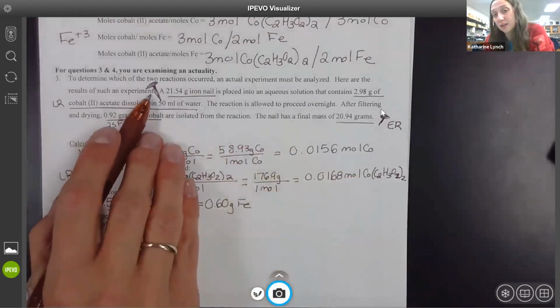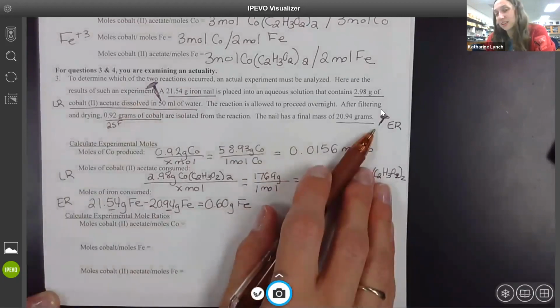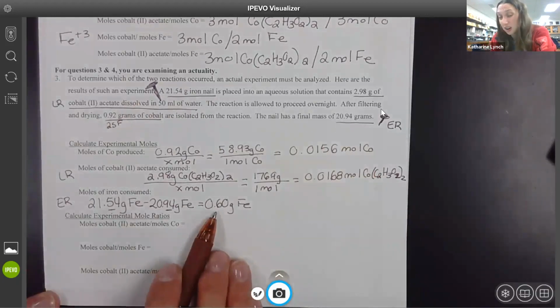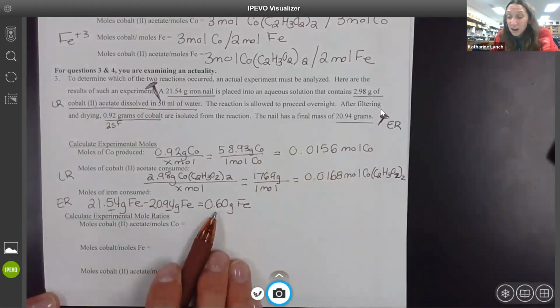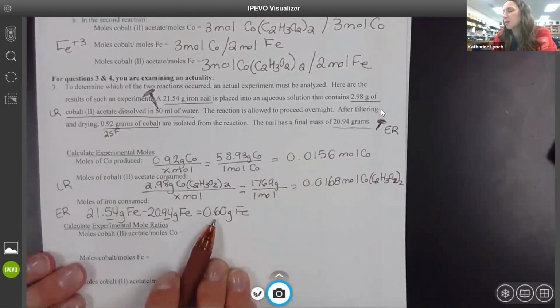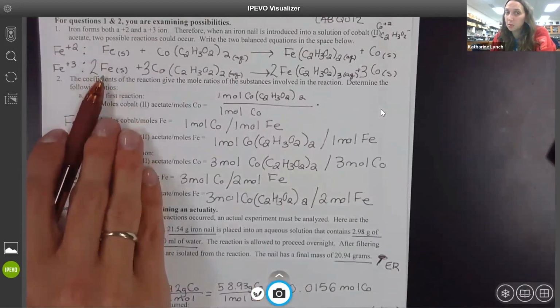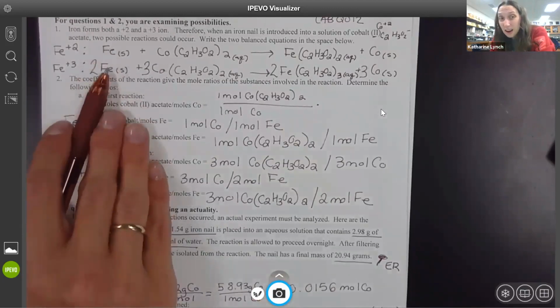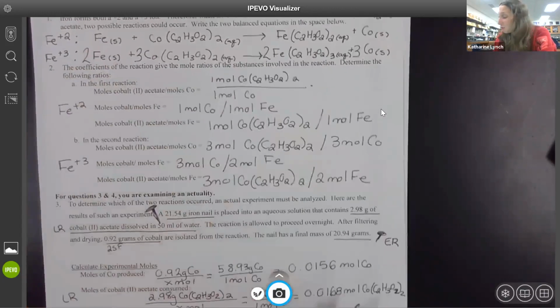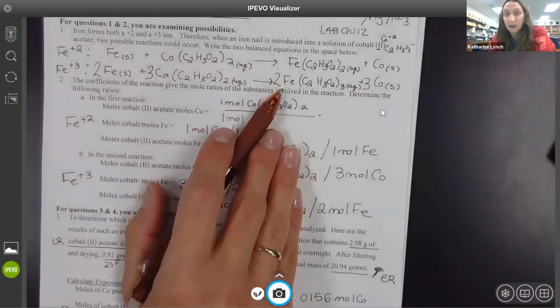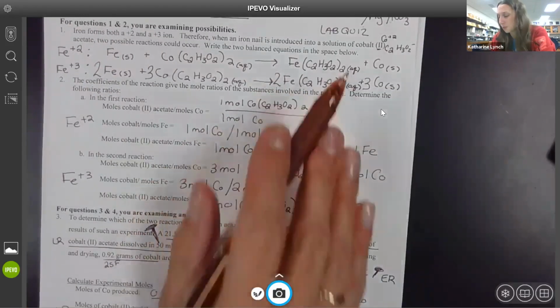I had a larger iron nail, not to scale, and I had a smaller iron nail the next day. That is 0.60 grams of iron. That was the iron used in the reaction. So not all the iron nail, we don't know if it was going to turn into iron plus 2 or 3, but not all the iron was used up. It was left over at the end. So only a portion of the iron nail was going to turn into the iron ions in solution.